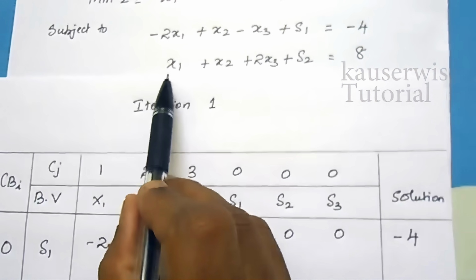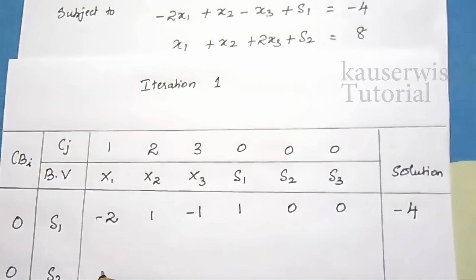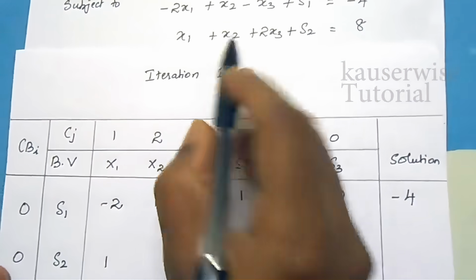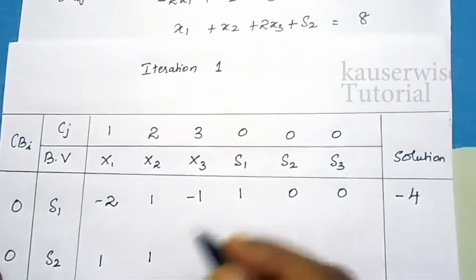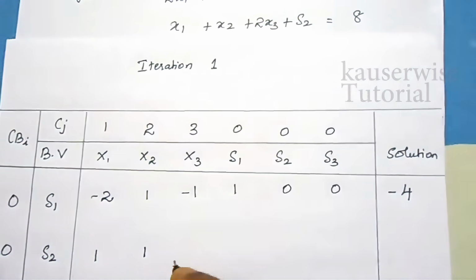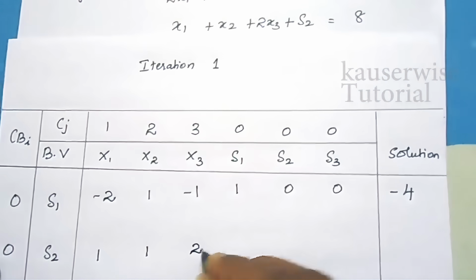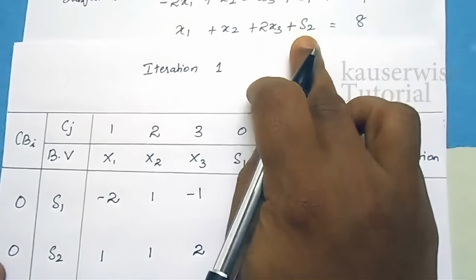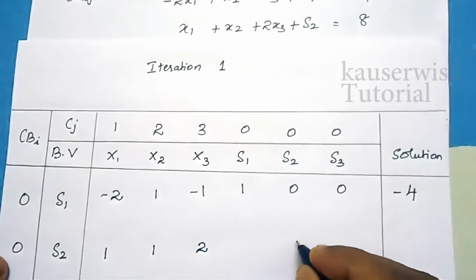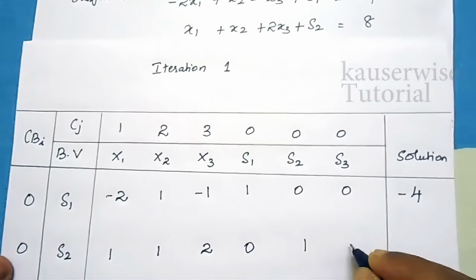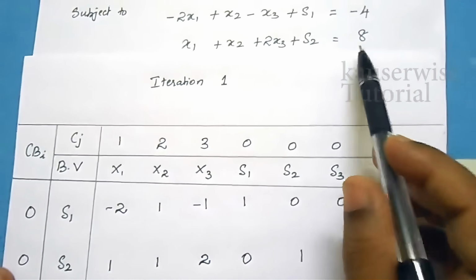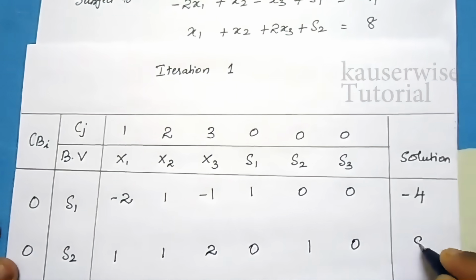Look at the second constraint, x1. So plus 1, x2 plus 1, 2x3. So x3 is plus 2 and s2, slack variable 2 is there. So for s2, 1. For s1 and s3, 0. Solution is 8.